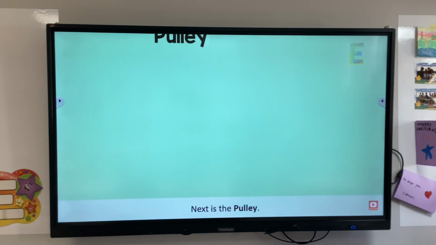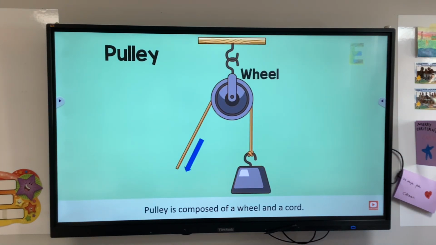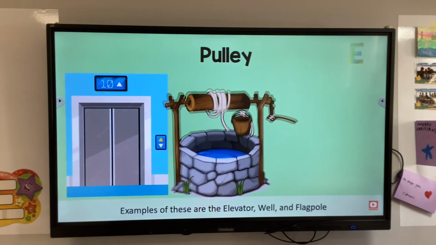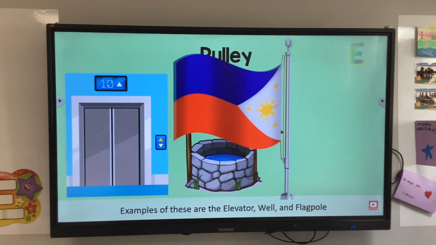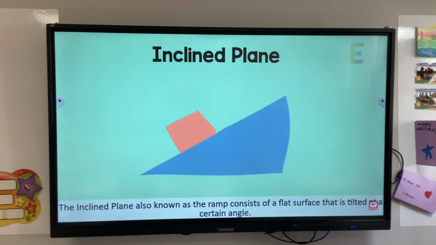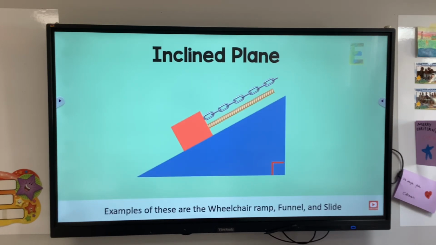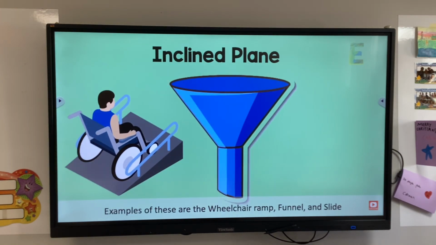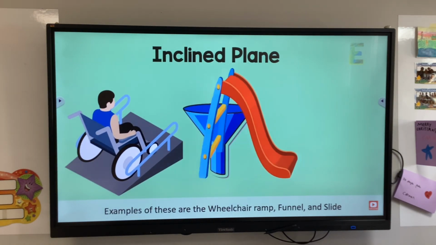Next is the pulley. Pulley is composed of a wheel and a cord. The wheel rotates and carries the cord. Examples of this are the elevator, well, and flagpole. The inclined plane, also known as the ramp. Examples of this are the wheelchair ramp, funnel, and slide.